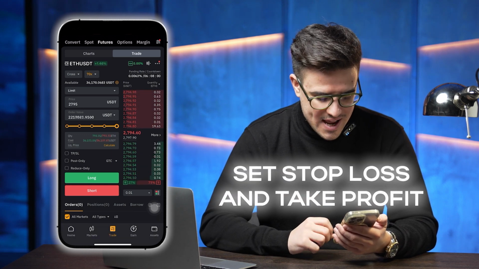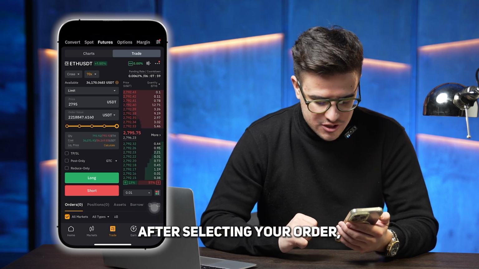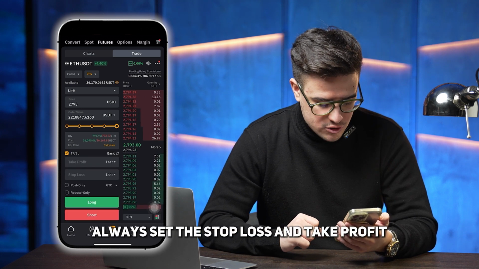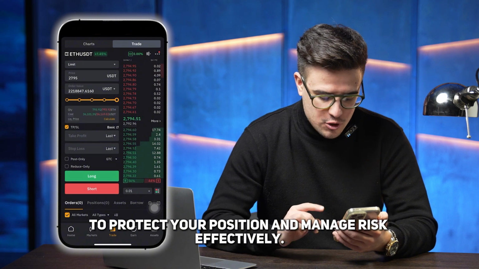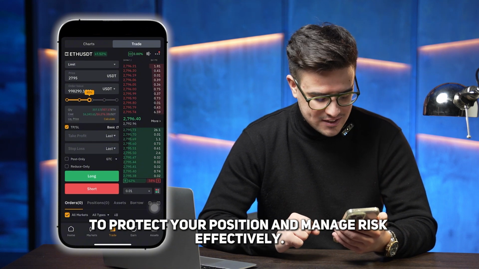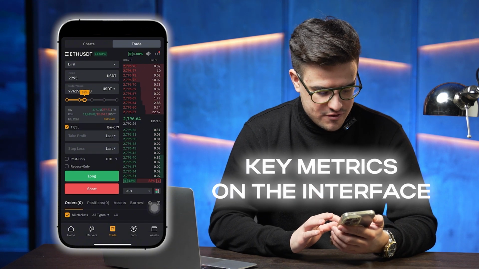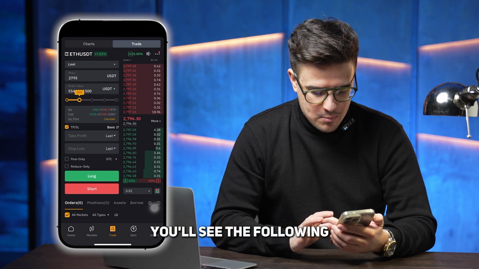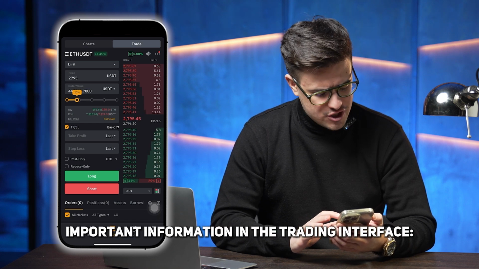Set stop loss and take profit. After selecting your order, always set a stop loss and take profit to protect your position and manage risk effectively. Key metrics on the interface. You'll see the following important information in the trading interface.